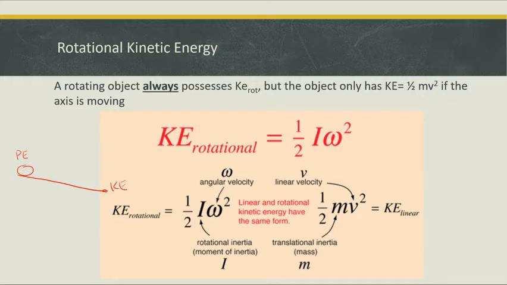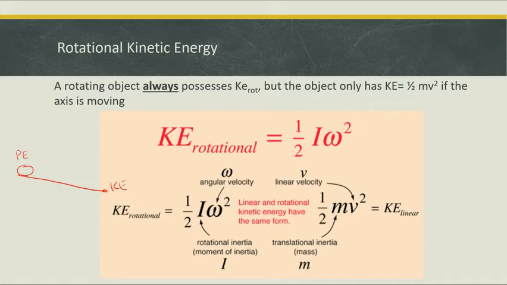Now, whenever you have an object that's rotating, it definitely has rotational kinetic energy. It doesn't always have translational kinetic energy. The translational kinetic energy comes in if the axis is moving, so it's moving from left to right or up and down. But if an object is rotating, it always has kinetic energy. So there's going to be motion rotationally.